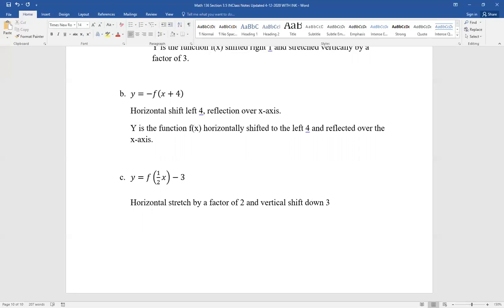So we would say y is the function f of x. So if that was like a square root symbol there, I'd say y is the function f of x equals the square root of x. Horizontally stretched by a factor of 2 and shifted down 3. You can use vertically shifted if you want, but down is a vertical direction.